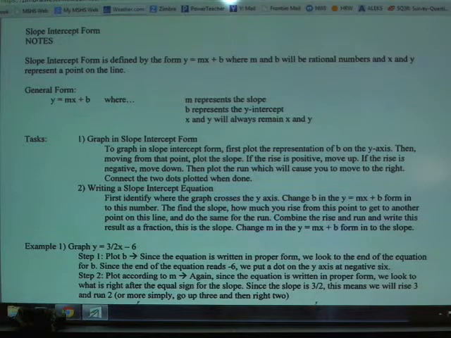Slope-intercept form, by its name, tells you exactly what it's giving you. It's giving you a slope and an intercept. Which intercept? It's actually giving you the y-intercept, where the graph crosses over the y-axis.